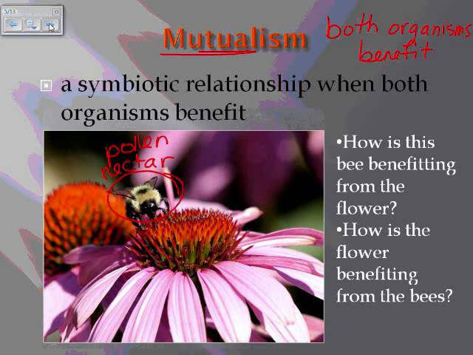And as a result, the flower gets pollinated, right? What happens is that it gets fertilized for reproduction. Without that bee pollinating the flower, it may not be able to reproduce. So that's a mutualistic relationship where both of them are getting something positive out of the relationship and neither one is being harmed.